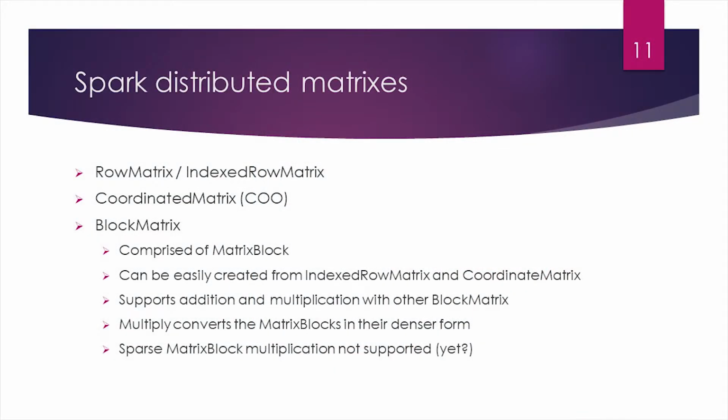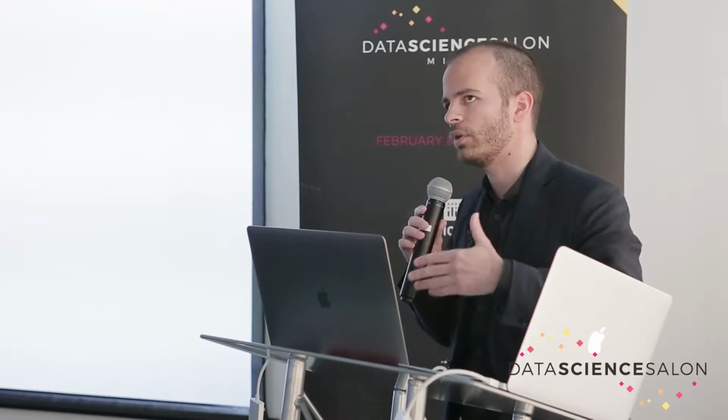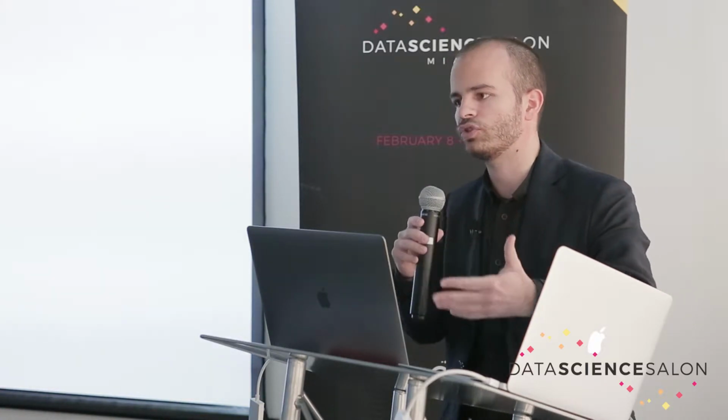A little more information about Spark. In case some of you have worked with Spark before, these are the distributed matrices that Spark supports. So a little more context about Spark. Spark is a distributed computing framework, which means that it runs on a cluster and it can scale horizontally, which means that if we want to add more computational power, we just add more nodes. All of these nodes work together to process the data given to them.